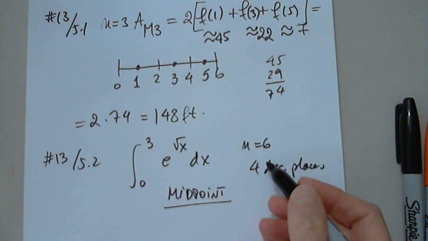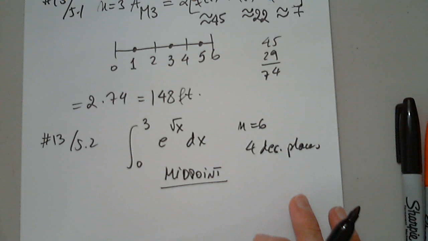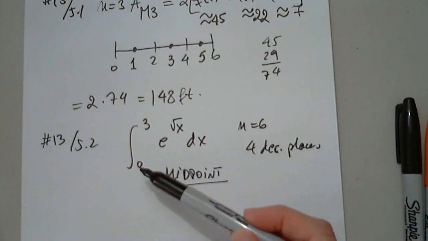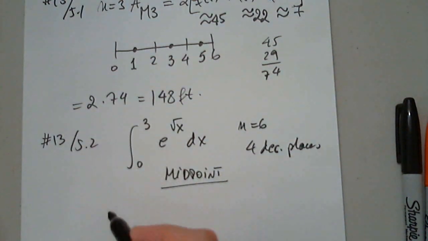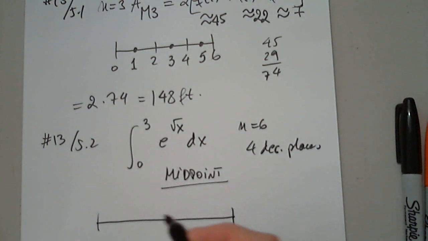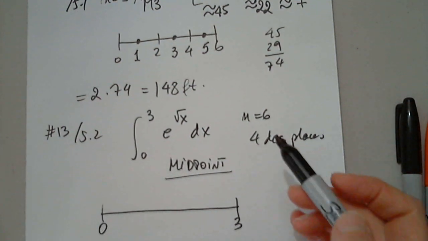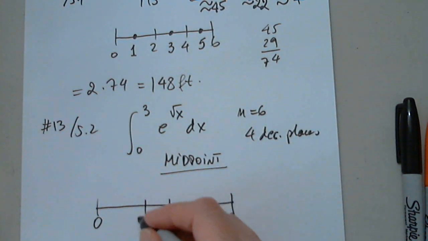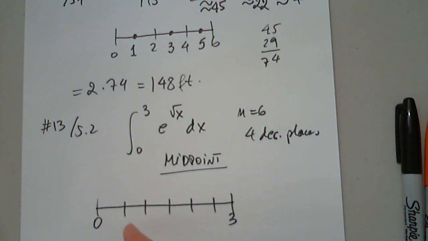I don't like 6 subintervals. It's going to take a while, but it's not a big deal. So first of all, I have to present the interval between 0 and 3, and I have to split it into 6 subintervals: 1, 2, 3, 4, 5, 6.